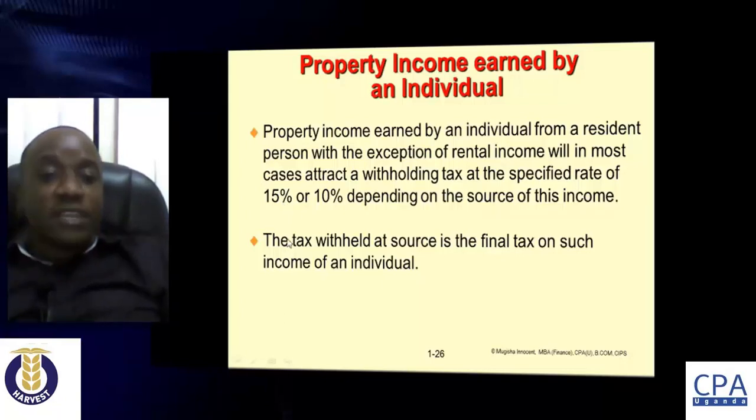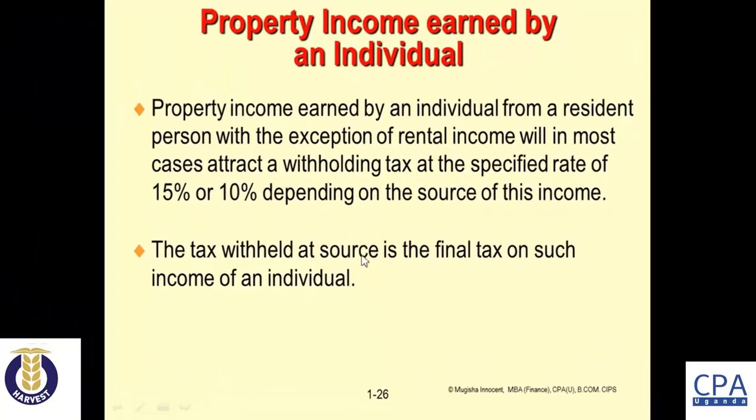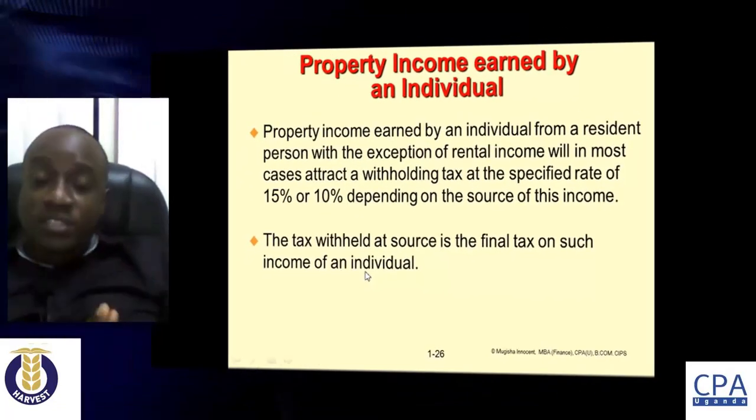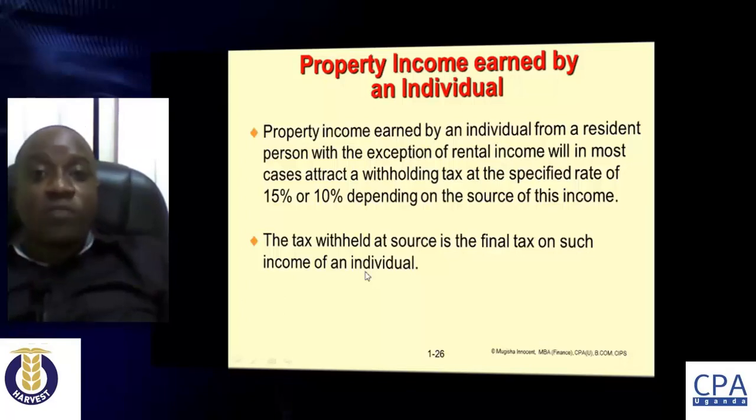And we continue the second bullet by saying that the tax withheld at source is the final tax on such income of an individual. So if you are the individual, the tax that has been paid at source, or the tax that has been removed before your payment was made, is the final tax. So it means that the income you have received will not be subject to further taxation. This is a very special and unique treatment of property income earned by individuals from, remember, resident persons.